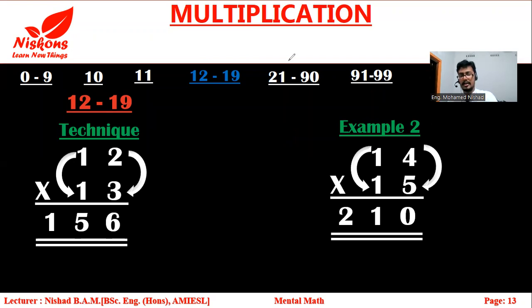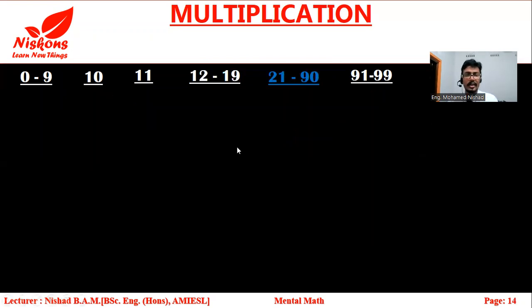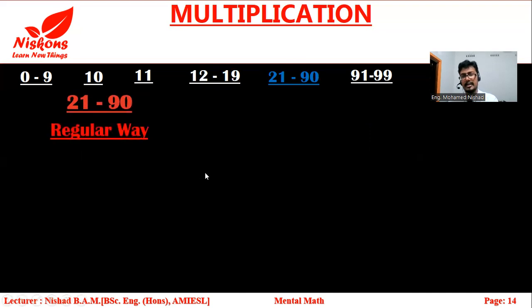Yes, sir. Okay. So now we are going to learn the next technique, which can be called multiplying any 2-digit number. Whatever the 2-digit numbers are, this will suit. As an example, if you are going to multiply two 2-digit numbers, it's very simple. We have to multiply 21 times 32.